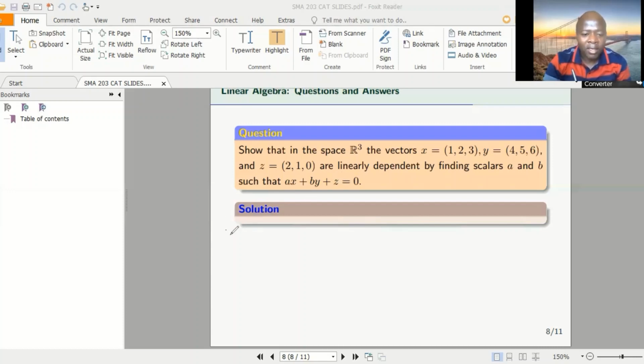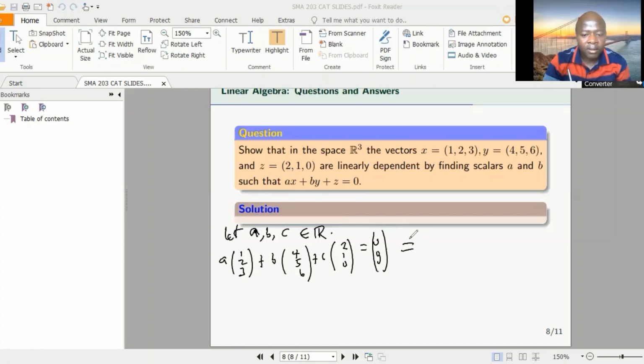So let's just begin by saying let a, b, and c be real numbers. So now take a times x plus b times y plus c times z and equate to 0.